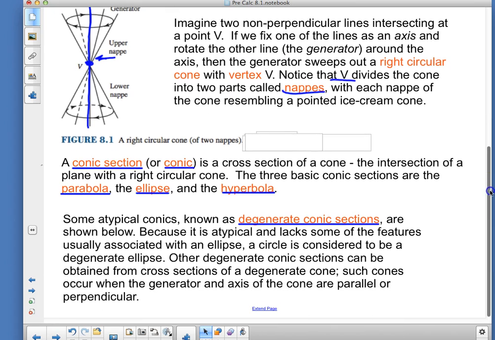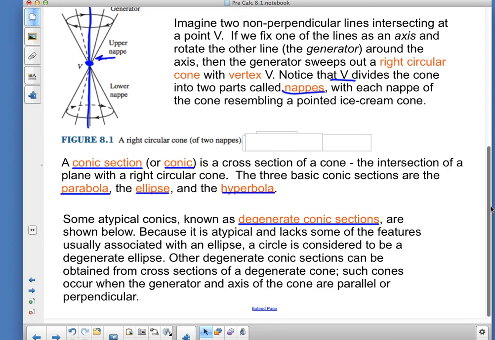So as we're stepping through, some atypical conics, known as degenerate conic sections, are shown below, and by below I mean on the next page of our packet. Because it's atypical and lacks some of the features usually associated with an ellipse, the circle is considered to be a degenerate ellipse, okay, because it has that 1 center versus the 2 that we're going to be working with. Other degenerate conic sections can be obtained from the cross sections of degenerate cones. Such cones occur when the generator and the axis of the cone are parallel to the perpendicular axis. So parallel to the axis, I'm talking about circles.